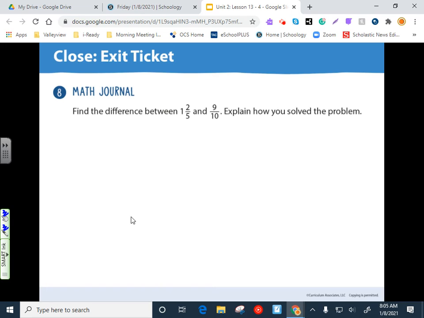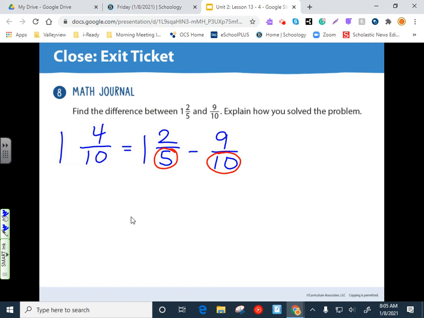Find the difference between 1 2/5 and 9/10. So let me write it down. All right. So first step is look at this. Can I change a 5 into a 10? I sure can. So this is 1 and something over 10. 5 times 2 is 10. 2 times 2 is 4. So 1 4/10 minus 9/10.